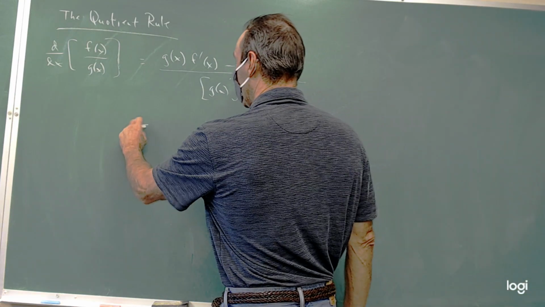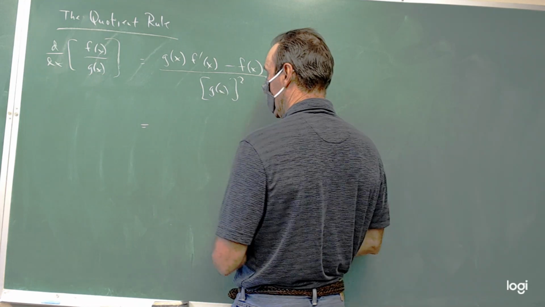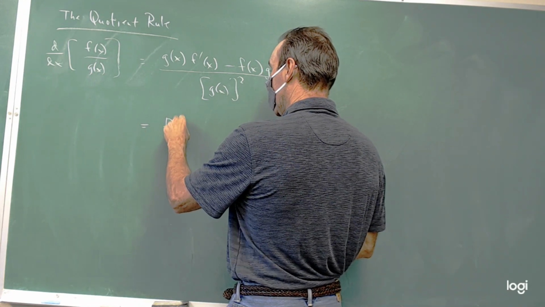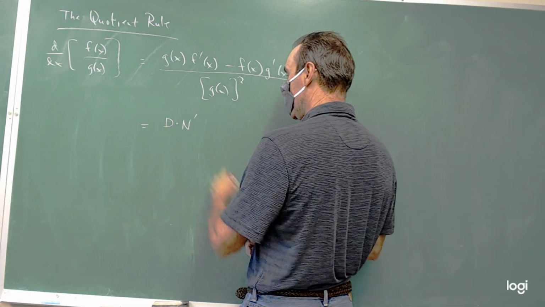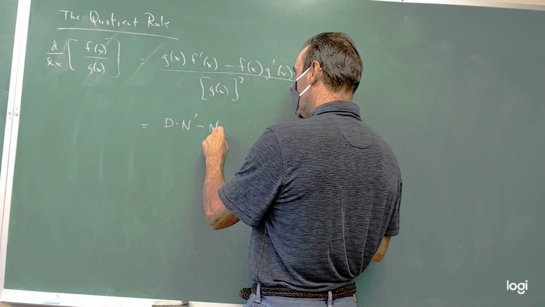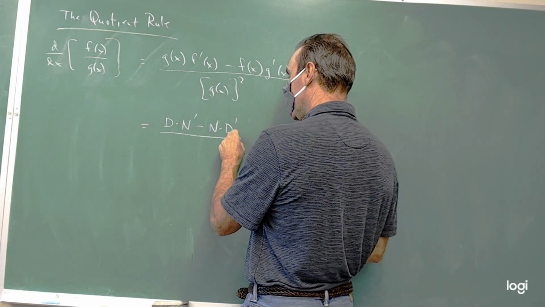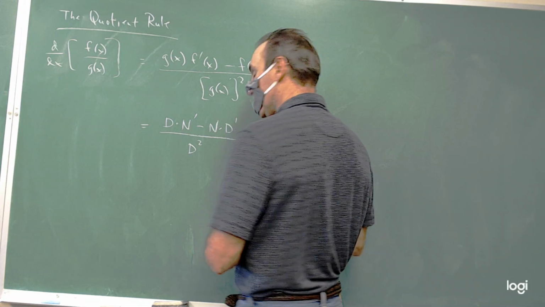So sometimes it can be written, I don't know if this is any help or not, but you could say it's the denominator times the derivative of the numerator minus the numerator times the derivative of the denominator all over the denominator squared.